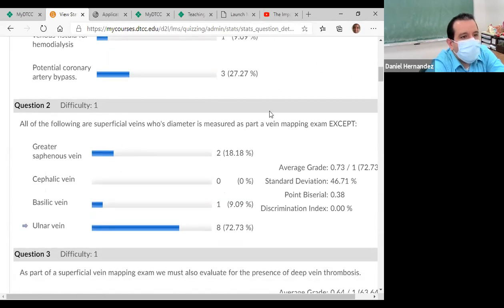All of the following are superficial veins whose diameters are measured as part of a vein mapping except. The correct answer is ulnar vein. That's a deep vein, so we don't measure the deep veins. We only measure superficial veins. We'll measure the greater saphenous and the small saphenous for a lower extremity vein mapping, and then the cephalic and basilic veins in the upper arm.